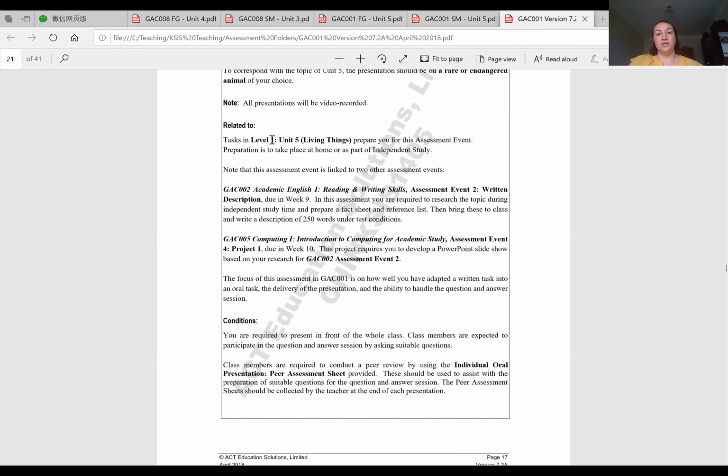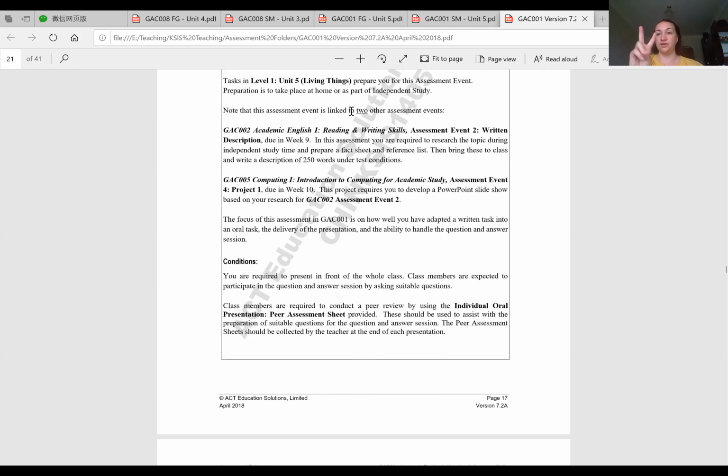So tasks in Level 1, Unit 5, Living Things, have prepared us for this. This is what we've been talking about in both 002 and 001. We've been talking about living things, in particular endangered animals. So this is actually linked to two different assessment events, which I've discussed with you previously. Number 1, your reading and writing skills. So that's when we looked at writing a description that you're going to be doing next week.